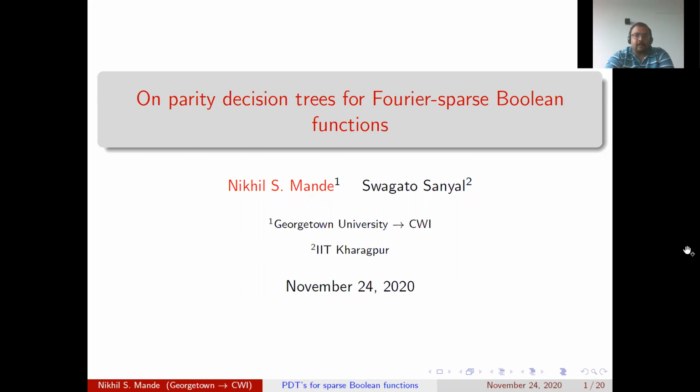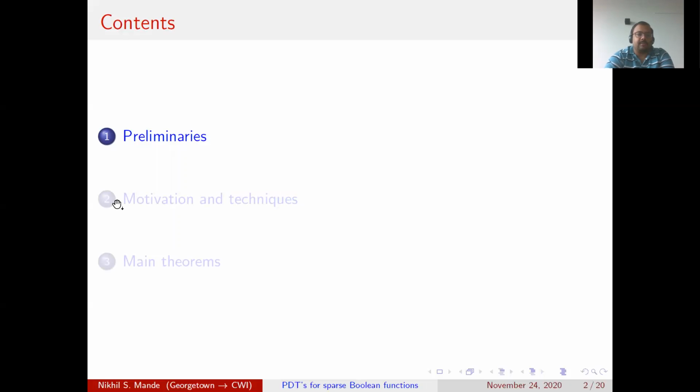Okay. So in the first part of the talk, I'll try to explain all the terms in this title here. I'll explain what Fourier-sparse Boolean functions are. And then after that, I'll tell you what parity decision trees are. And right after that, I should be able to give you some motivation as to why people care about parity decision trees. In particular, why would one care about parity decision trees for Fourier-sparse Boolean functions?